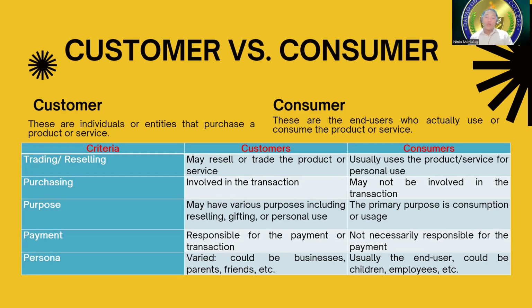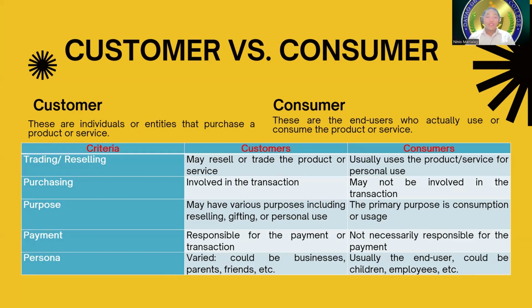Example: a retail store, which is the customer, buys toys in bulk to sell them. The children who will eventually own these toys are the consumers. Okay, that's for trading and reselling. The next criteria is purchasing. Customers are involved in the transaction, but consumers may not be involved in the transaction. Say, for example, in a company, the IT department might purchase software. They are the customer, but the marketing department might be the one using it, and they are the consumer.